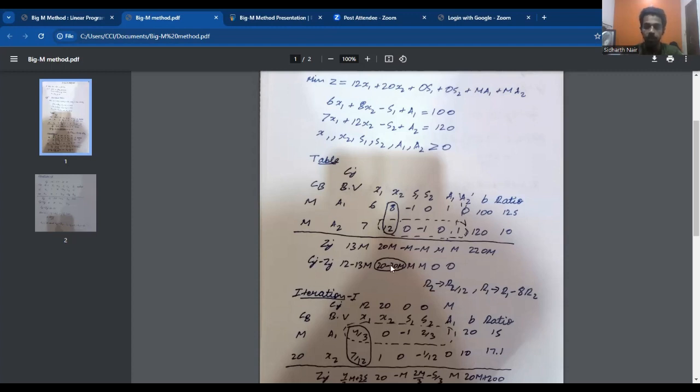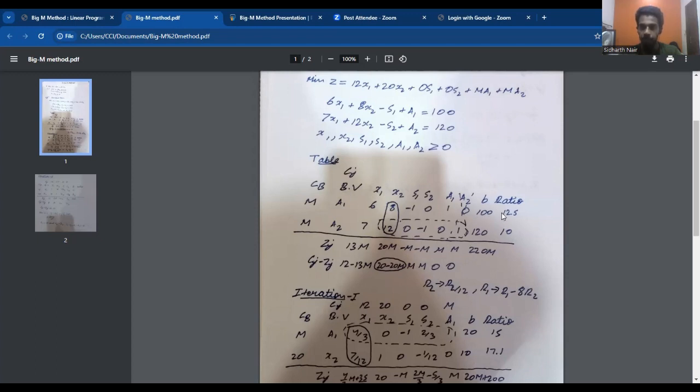Now, in this case, the key column will be this one, because as we can clearly see, 20 minus 20M is the smallest value among all of them. And that's where the value of M comes into consideration. I had talked earlier about how M is a very large number. So 20 minus 20M becomes the most negative number among all of them. So this becomes the key column.